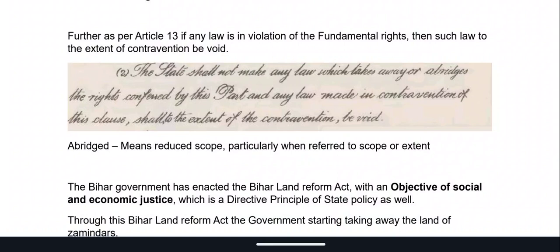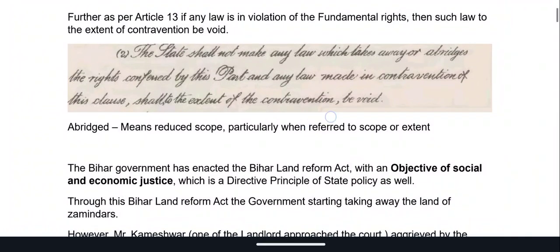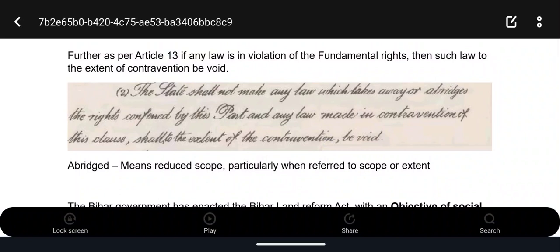Now, going to the Kameshwar Singh case. The facts of the case were very simple. It happened in the year 1951, hardly one year after the adoption and implementation of the Constitution of India. We all know that during the British era there was a system called the Zamindari system, in which large parcels of land were held by a few individuals.